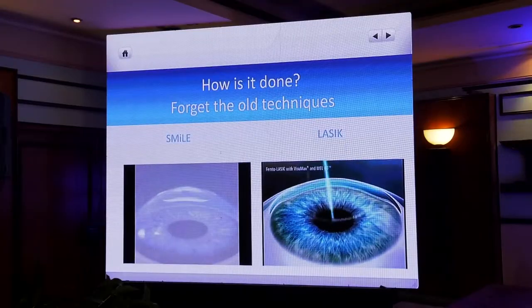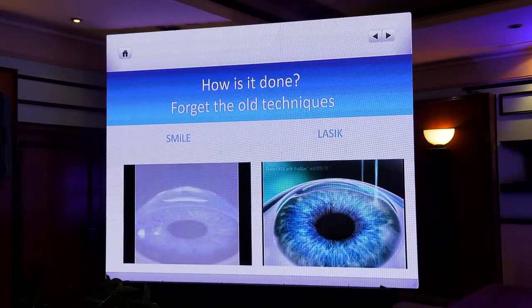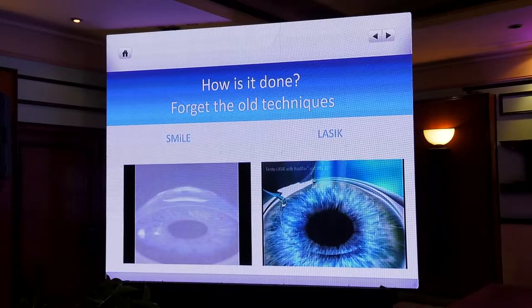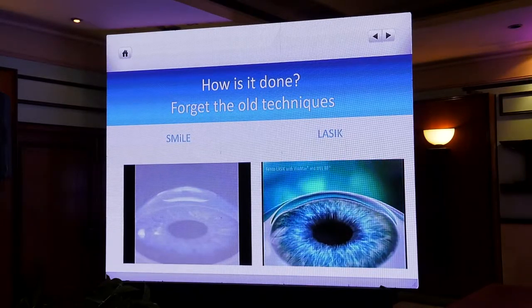So this is a video of ReLEx SMILE and LASIK. ReLEx SMILE is what I do in 99% of my patients. This is one of the newer procedures where you don't make a flap. It's a very small keyhole, and you take a lenticule out. And in LASIK, you make a flap, and then you ablate. Basically, you're making the cornea thin, either in the center or in the periphery, trying to steepen it or flatten it.